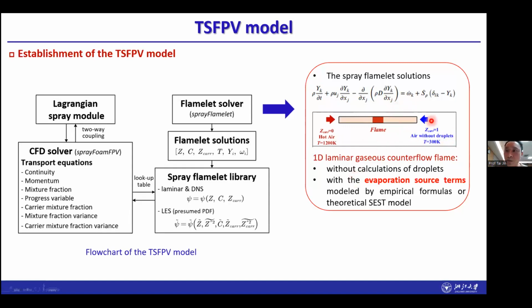So there is another question: how to calculate this evaporation source term. It is actually related to quite a lot of parameters. Later I will discuss two approaches to close this evaporation source term. The first one is quite simple.